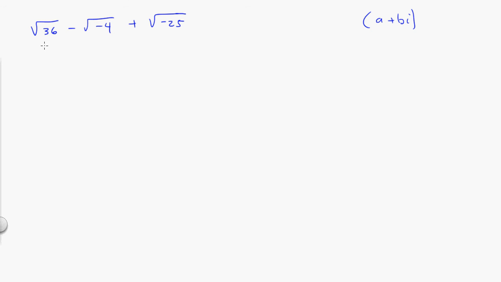So square root of 36 is 6 minus, let's write it this way, minus 4 would be 4 times negative 1, plus square root of 25 times negative 1. So this would be 6 minus square root of 4 is 2, square root of negative 1 is i, plus square root of 25 is 5, square root of negative 1 is i. So this would then be 6 minus 2 plus 5 is plus 3i.